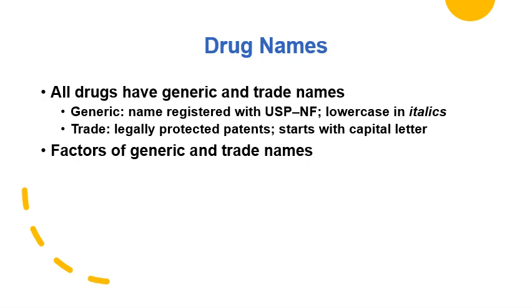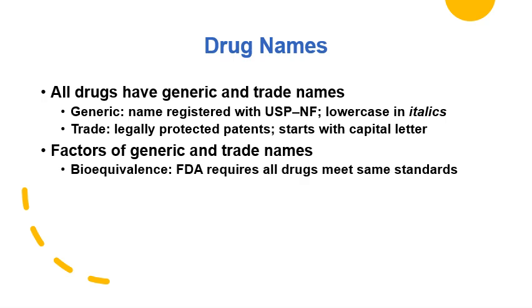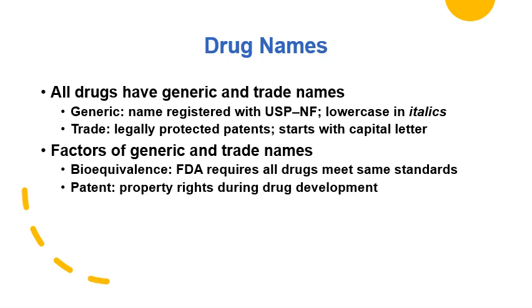Now there are factors regarding generic and trade names. Again, there has to be bioequivalence. Generic drugs have to have the bioequivalence of the drugs with the trade name. So for instance, when you buy naproxen sodium, that's your generic for Aleve. It has to have the bioequivalence for it, so it has to meet the same standards.